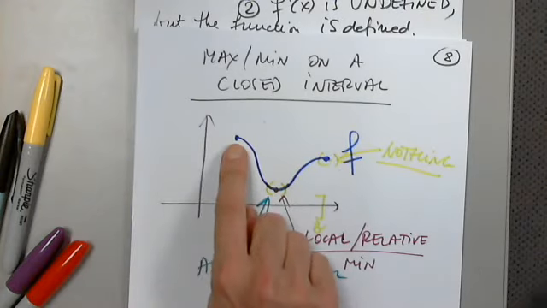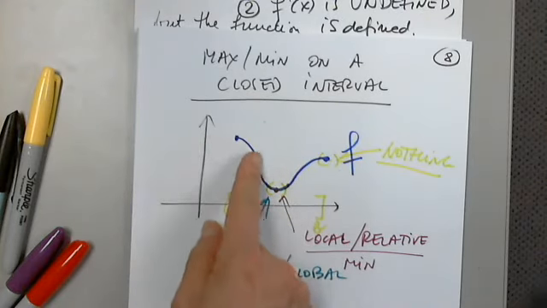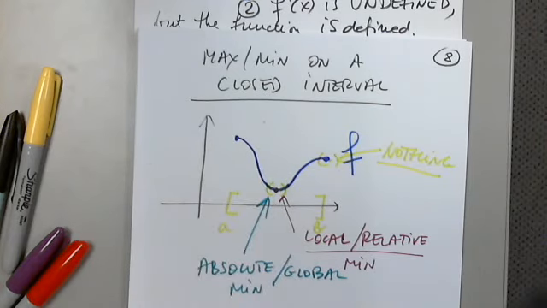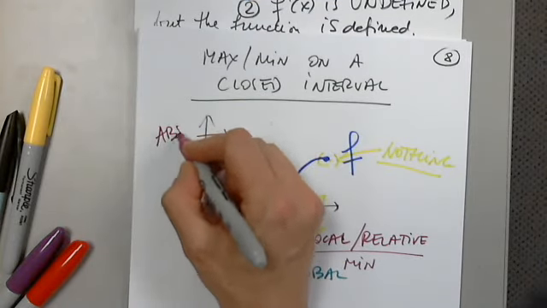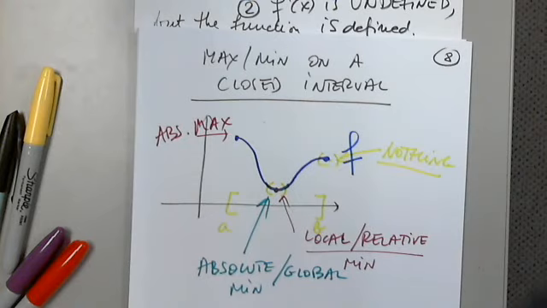Can this be local max? No, because I cannot show the open interval. On the left-hand side, it doesn't exist. But it's definitely, for this function, what? The absolute, yes. Definitely. The endpoints of the interval can be absolute, but they cannot be relative or local.